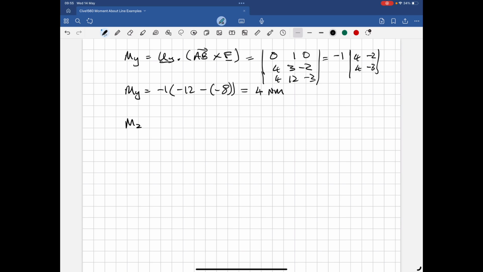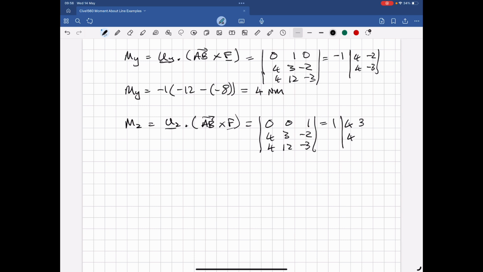And similarly, Mz is equal to uz dotted with AB cross F: 0, 0, 1, 4, 3 minus 2, 4, 12 minus 3, which equals plus minus plus 1 times the determinant of 4, 3, 4, 12, which equals 48 minus 12 equals 36 Newton meters. Okay, there are the three moments of the force about each axis.